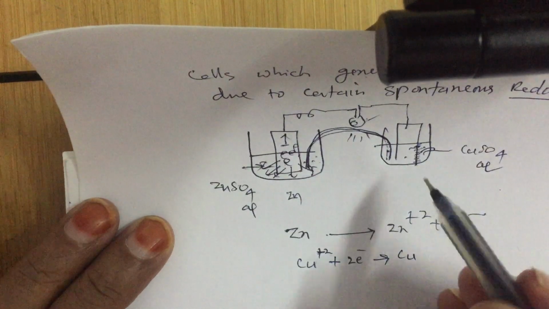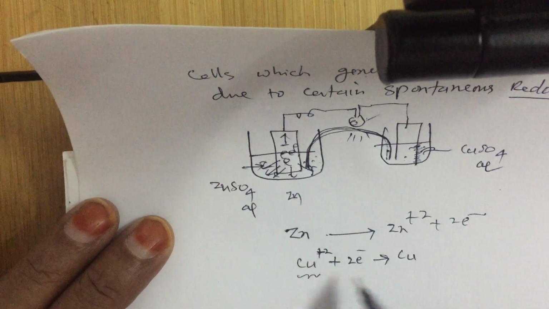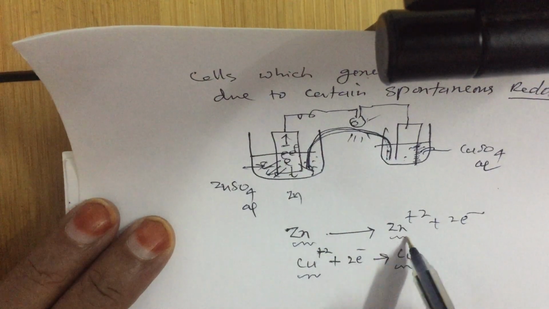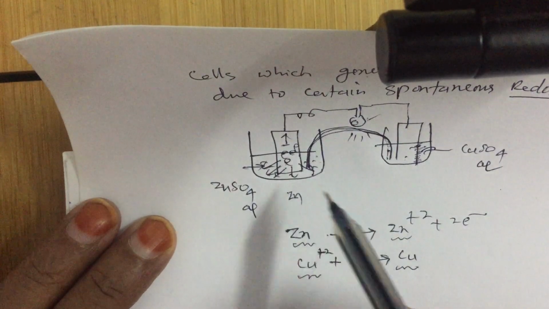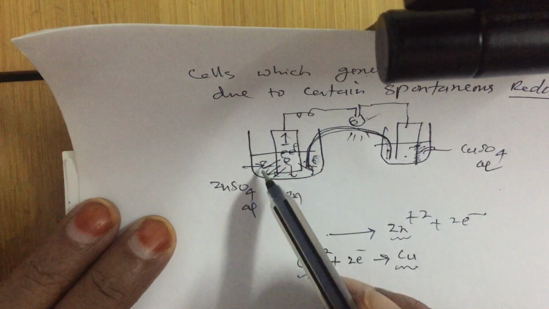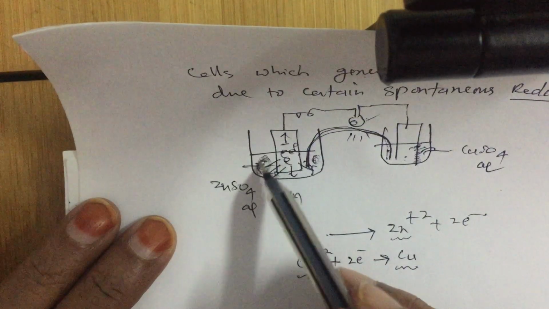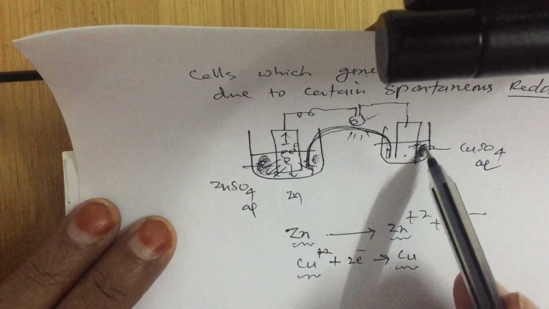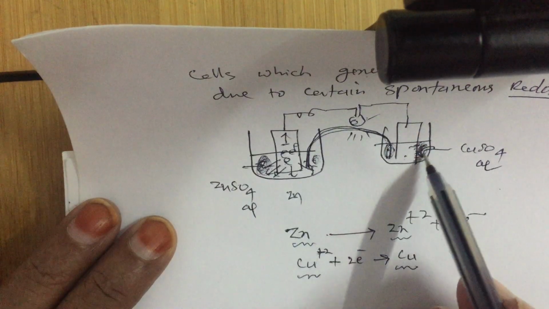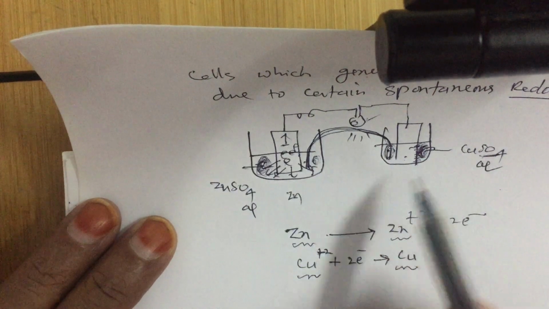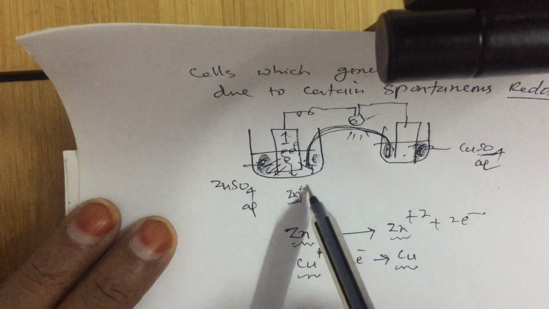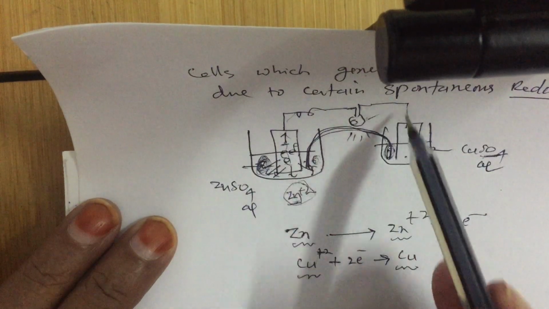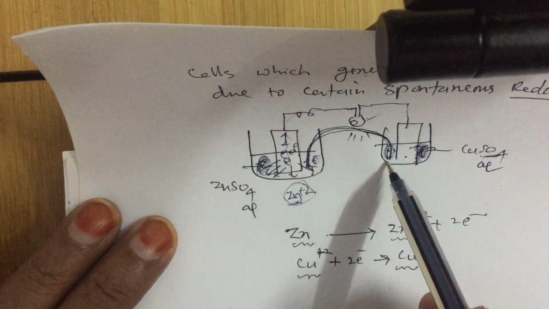Notice that here in the solution the copper ions are becoming copper atoms, on the left side zinc atoms are becoming zinc ions. Soon what happens in the solution, the zinc ion concentration, positive ions will become more. Here the positive ions will become less. It means here the solution has more sulfate ions, here the solution has more zinc ions. The extra zinc ions would not allow the electrons to flow, therefore flow of current stops.